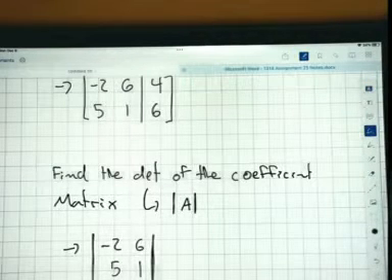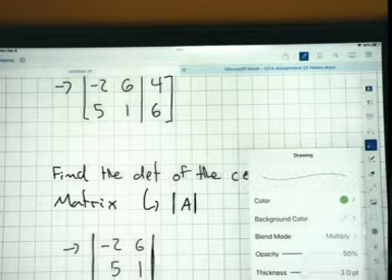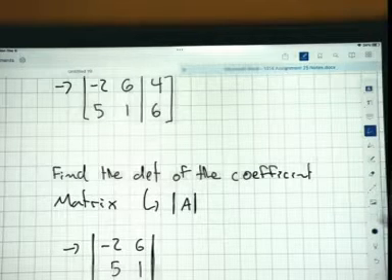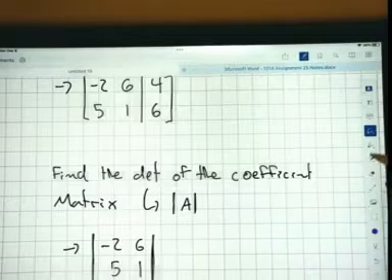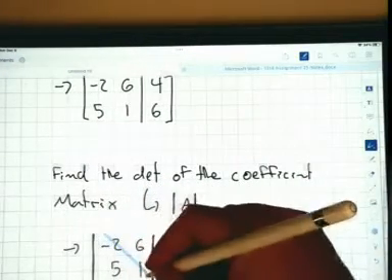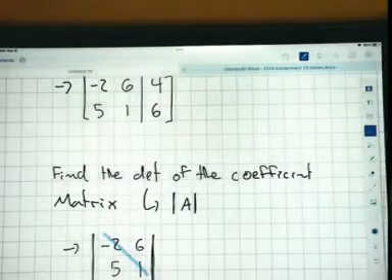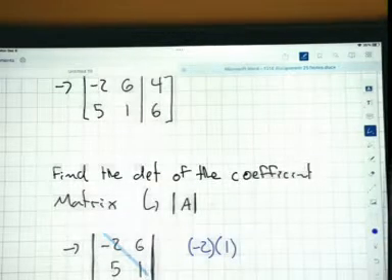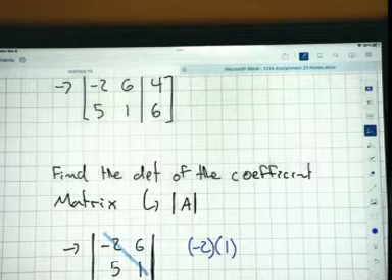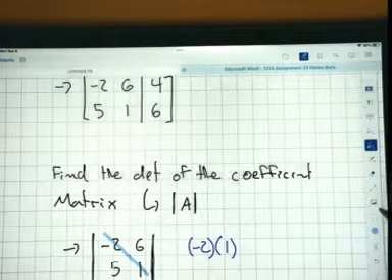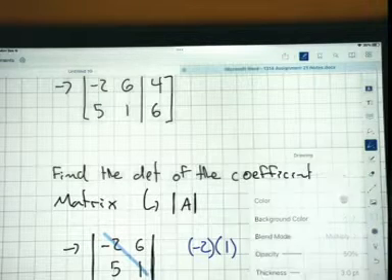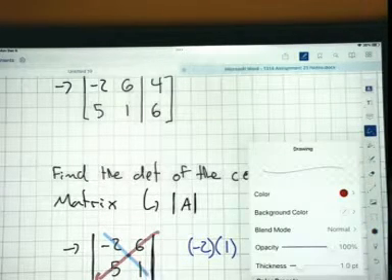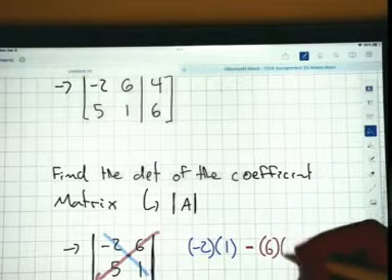And how do you find the determinant of a matrix? Well, this is where I like my colors. They come in very handy. It's a very, very simple set of operations. The first thing that you're going to do is multiply down this diagonal, so that's going to become a negative 2 times 1, and then you are going to subtract the product of this diagonal. So that becomes minus a 6 times a 5.